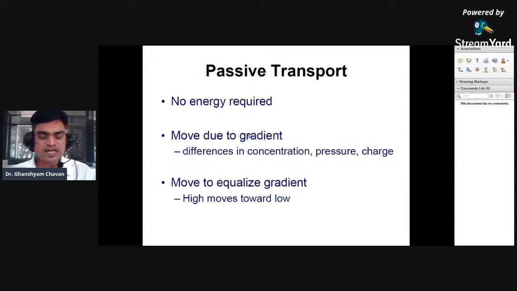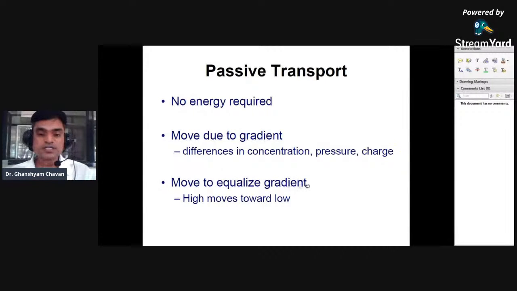So here the concentration of the solute decides its movement, based on differences in concentration, pressure and charge. The solute moves in the solvent from higher concentration toward lower concentration, and it also depends on the pressure and the charge. It moves to equalize the gradient, meaning it will attain the equilibrium condition.